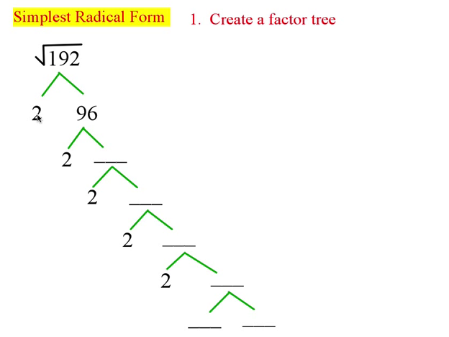I know 2 goes into 192 because it's an even number. 2 times 96 is 192. 96 can be broken down into 2 times 48. 48 is equal to 2 times 24. 24 is equal to 2 times 12. 12 is equal to 2 times 6, and finally 6 is equal to 2 times 3. I cannot break down the numbers any further than that. These are the roots of 192, and they are all prime numbers.